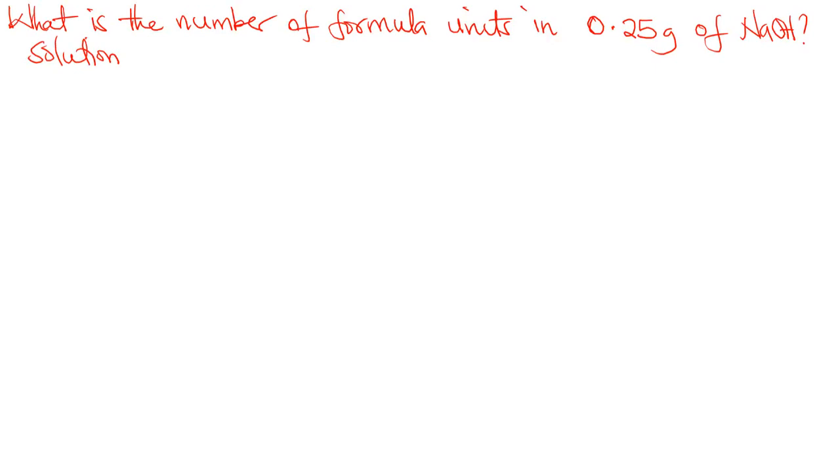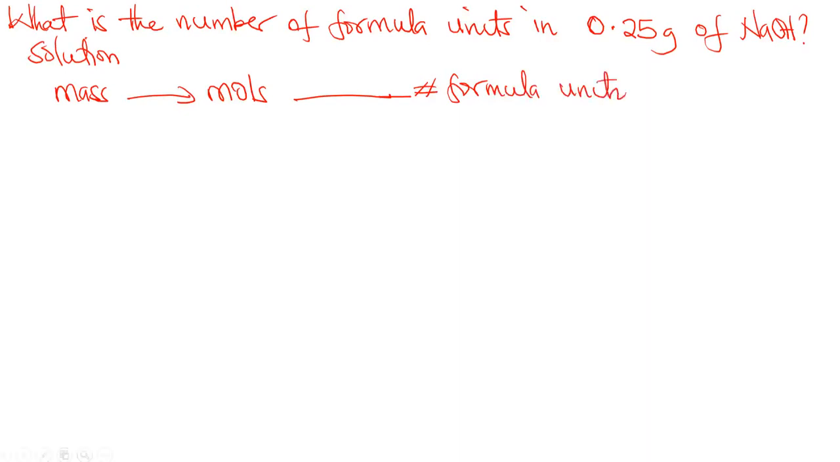So what we are saying, we have mass. From mass, we need to find the moles. From the moles, we need to find the number of formula units. So really, it's just a matter of dealing with conversion factors. Each point must have its conversion factor. So for this one, the first conversion factor is the molar mass. And the second conversion factor compares 1 mole to the number of formula units. So what do we do?